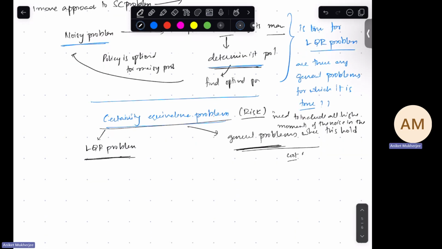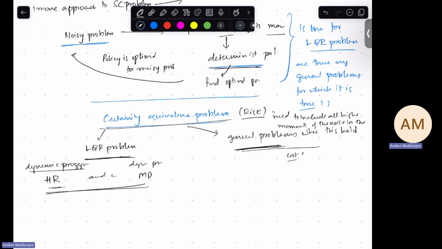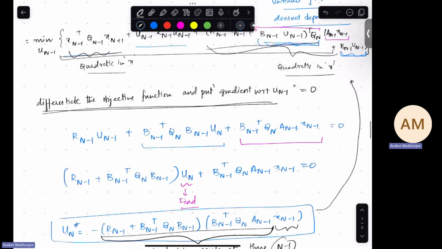So that's it for today. In the next class, we'll see dynamic programming for history dependent problems and compare it with dynamic programming for Markov deterministic policies that we have seen, right? We have seen these. So we'll compare history dependent and Markov.